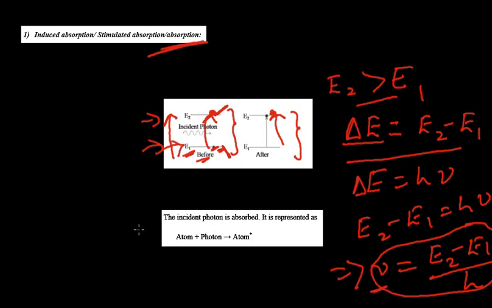So what is happening over here? Here the incident photon is absorbed and it is represented as atom plus photon which is incident. So it will give us an excited atom which is here at the excited state. So this was about absorption.